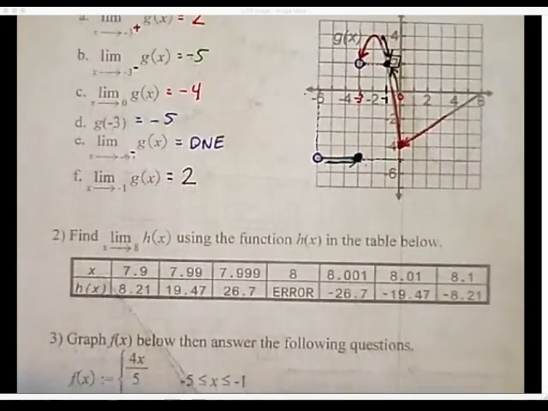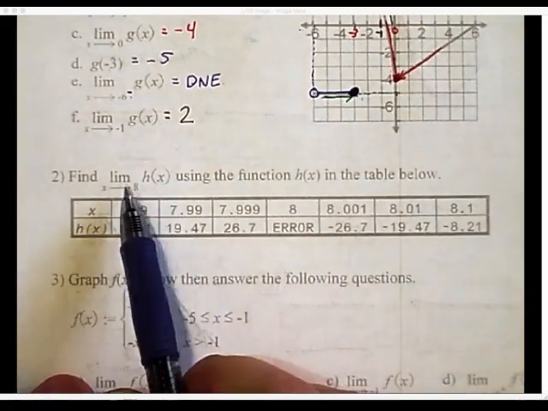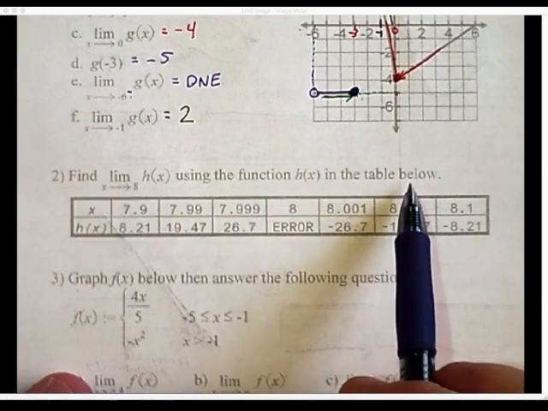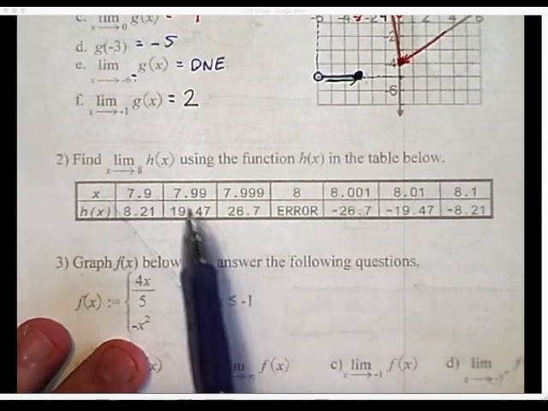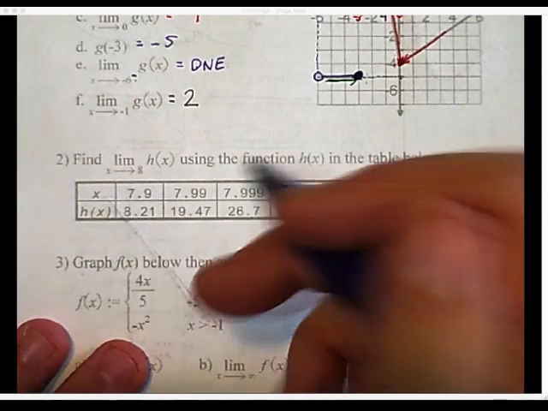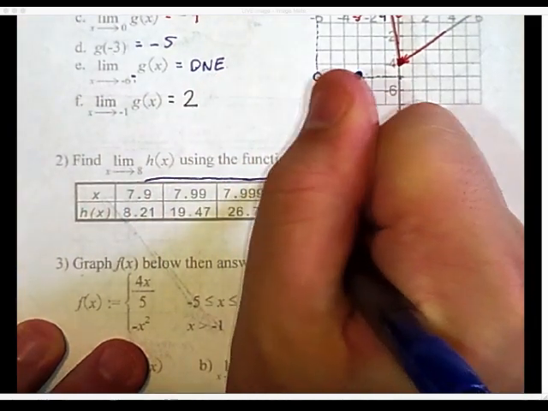All right, problem 2. It says find the limit of h of x as x approaches 8 using the function h of x from the table below. Okay, so I want to get really close to 8 along the x. Okay, so I'm coming in from that side, from the left.